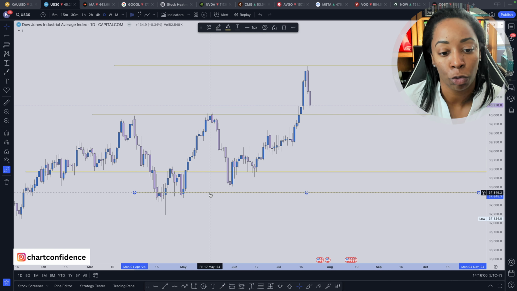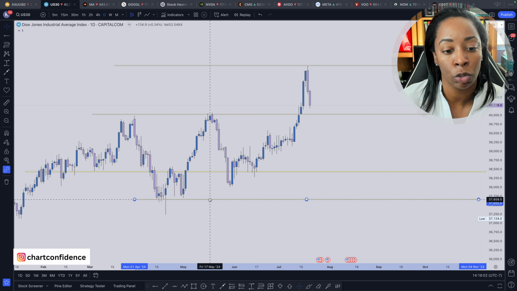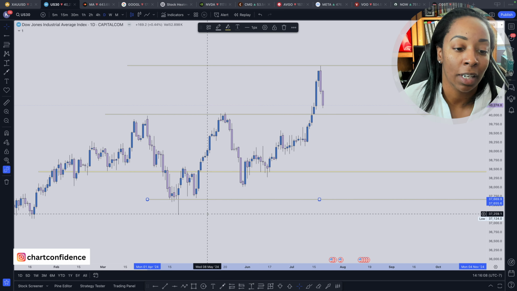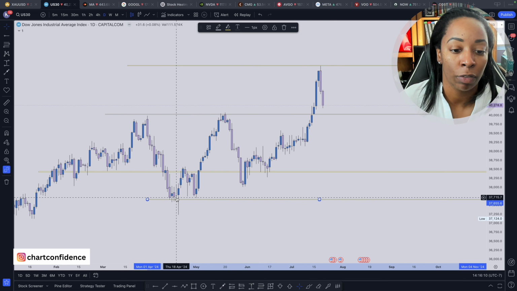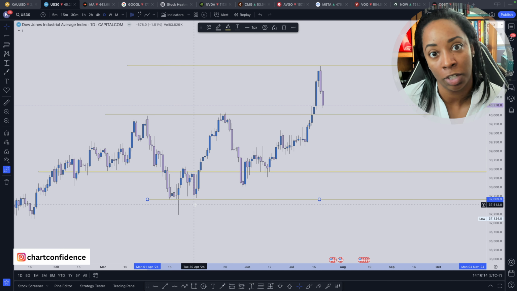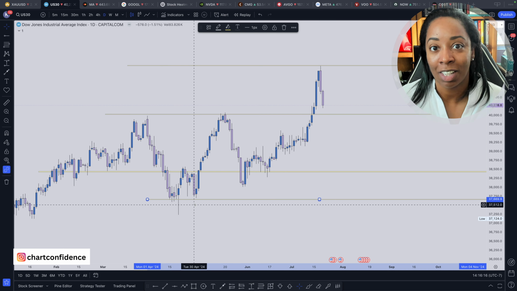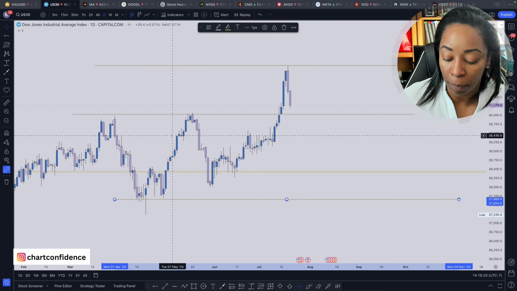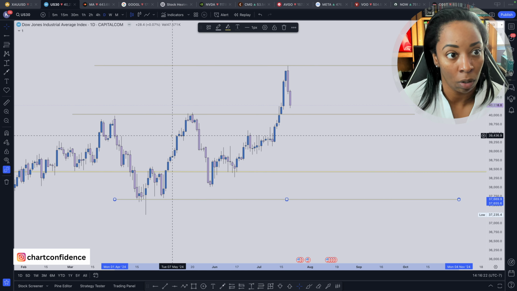This bottom level for sure, I do want to move down to around 37,660, mainly because we have 1, 2, 3, 4, 5 rejections here, and then these two candles almost touching this level. That tells me this is a really strong level. So this is all I want to mark up on the daily.